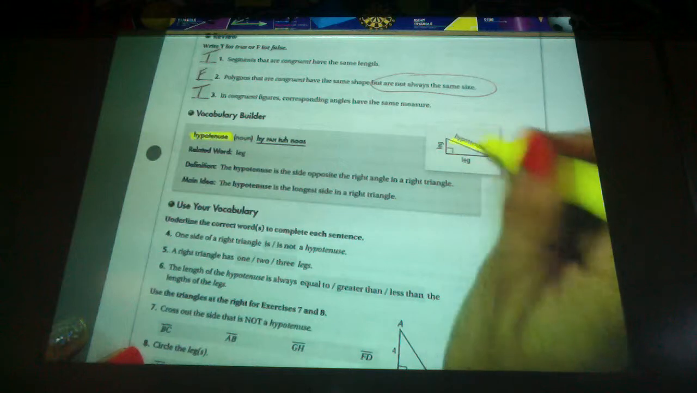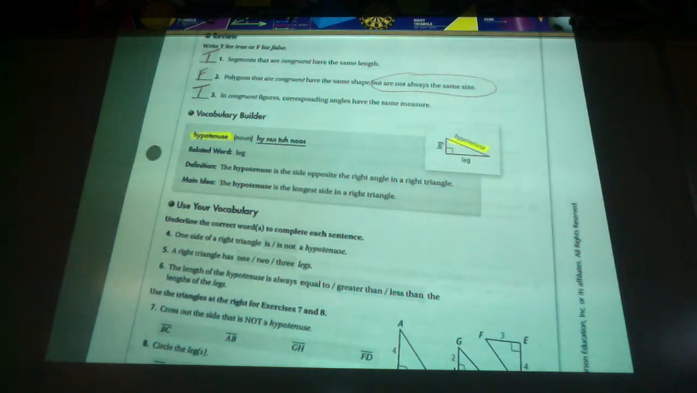So your hypotenuse is always the longest side in a right triangle, and it is always opposite the 90-degree angle. Why? Because the 90-degree angle in a right triangle is 100% of the time the biggest angle. So therefore it should be across from the longest side.